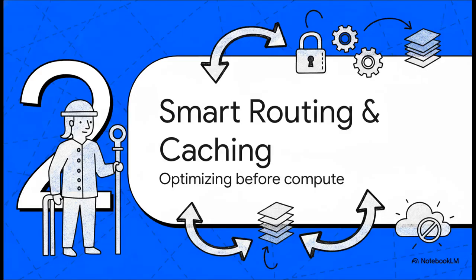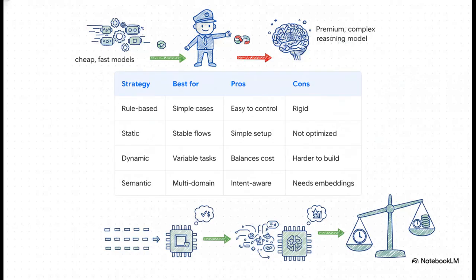Moving on to Section 2, smart routing and caching. Think of a smart LLM router exactly like a traffic cop. Look, you really don't need a premium, massive model just to format a basic block of text. By utilizing dynamic routing strategies, you can automatically assign simple cases to cheap, lightning-fast models, strictly reserving your premium models for complex reasoning. The result? You get super low costs without sacrificing an ounce of quality.